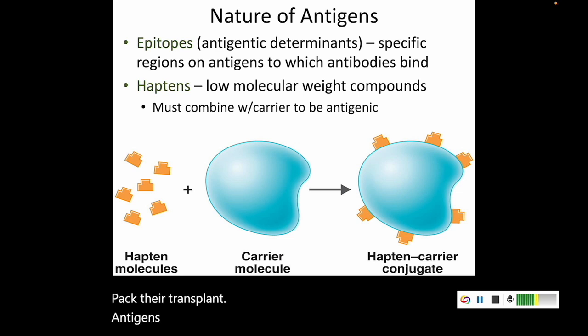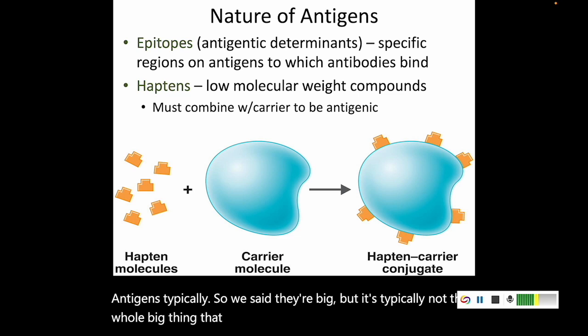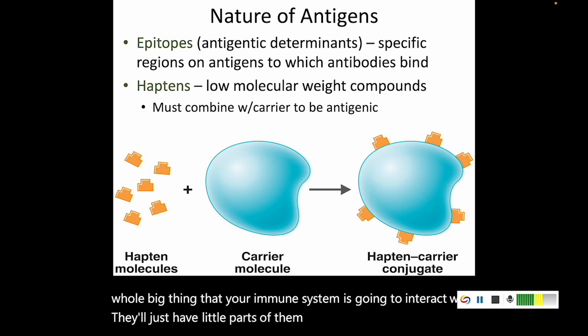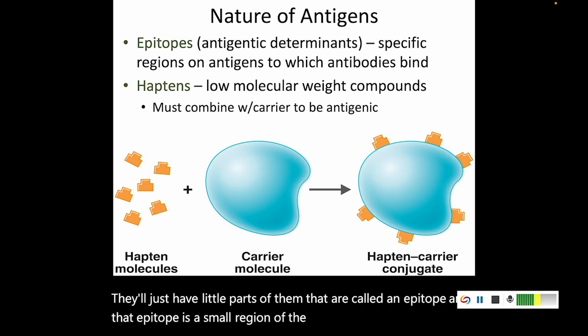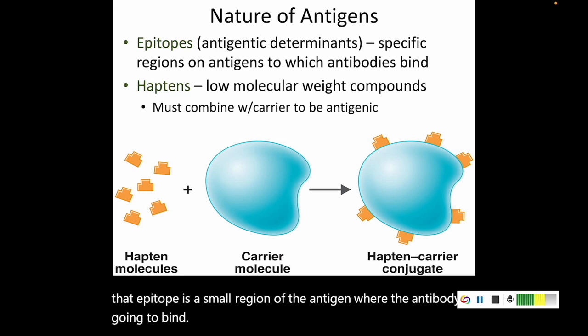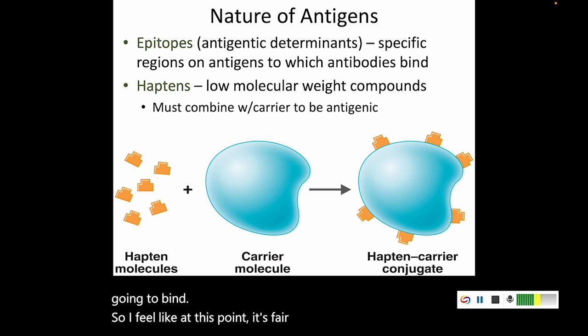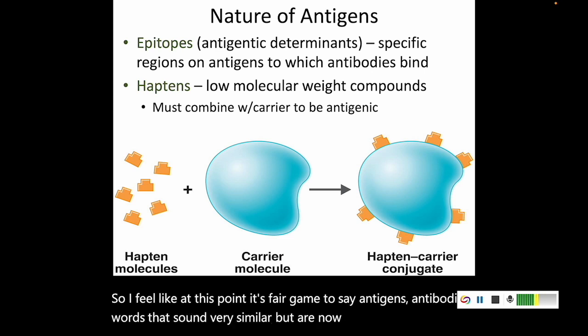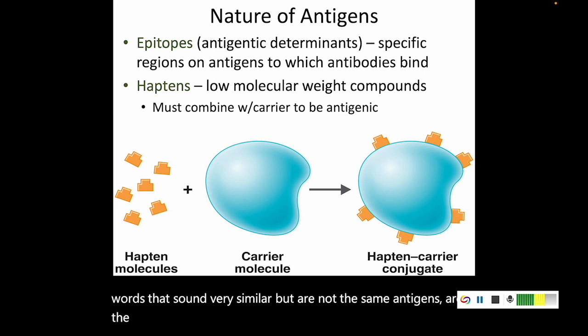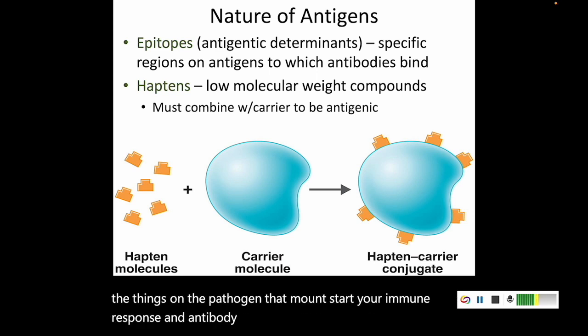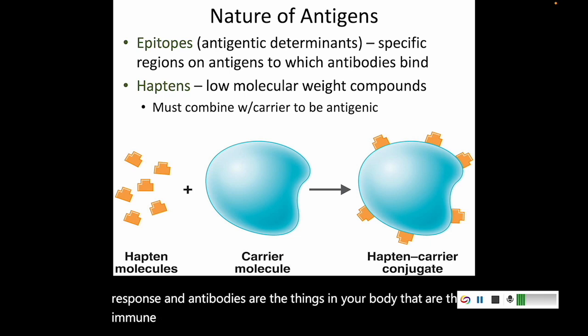Antigens, so we said they're big, but it's typically not the whole big thing that your immune system is going to interact with. They'll just have little parts of them that are called an epitope. And that epitope is a small region of the antigen where the antibody is going to bind. So I feel like at this point it's fair game to say antigens and antibodies are words that sound very similar but are not the same. Antigens are the things on the pathogen that start your immune response, and antibodies are the things in your body that are the immune response.